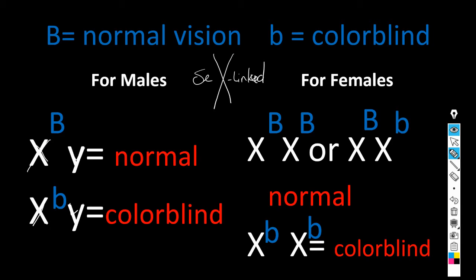For females, we include both X's. Again, we're looking at the 23rd pair. And so females, since they have two X's and sex-linked traits are X-linked, females have two alleles for sex-linked traits. So if a female is normal, she has normal vision, she would either be X big B, X big B, or she would be X big B, X little b. So females that are normal for sex-linked traits can either be homozygous or they can be heterozygous.